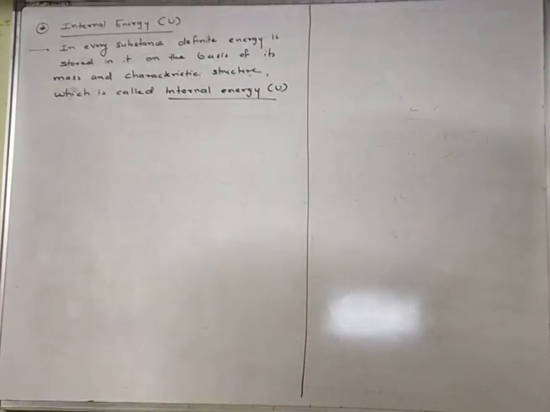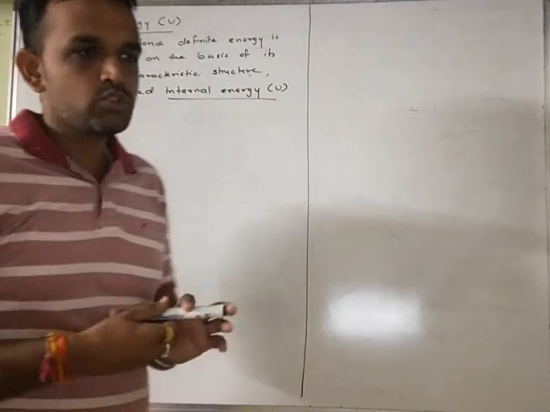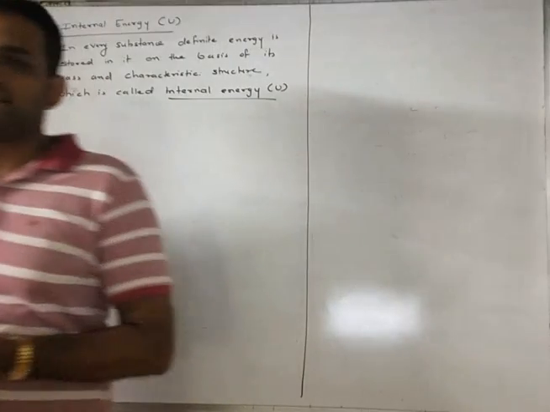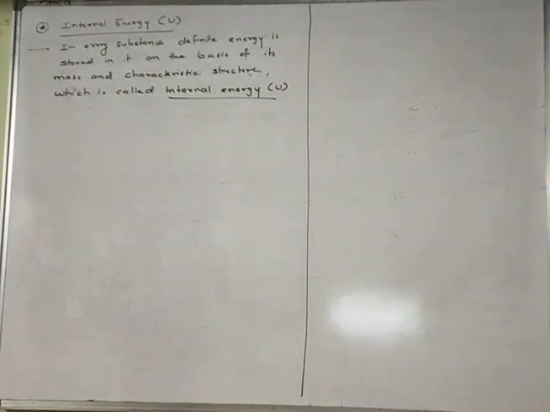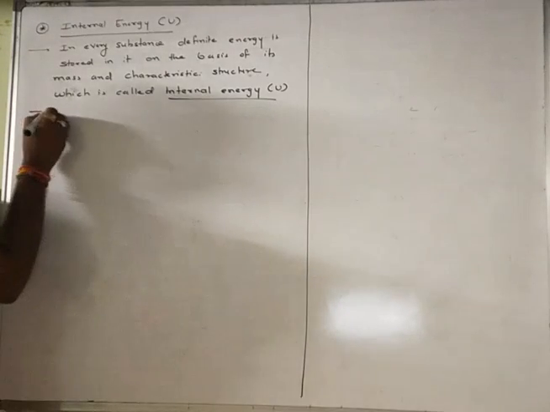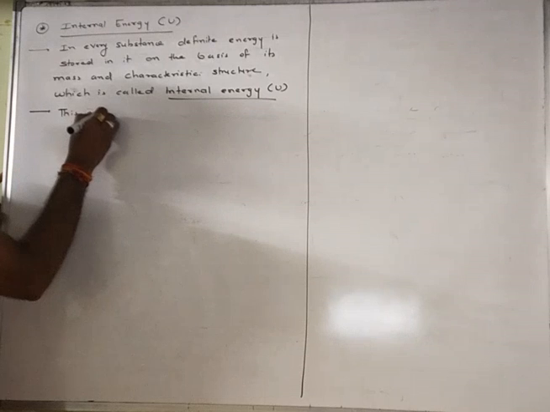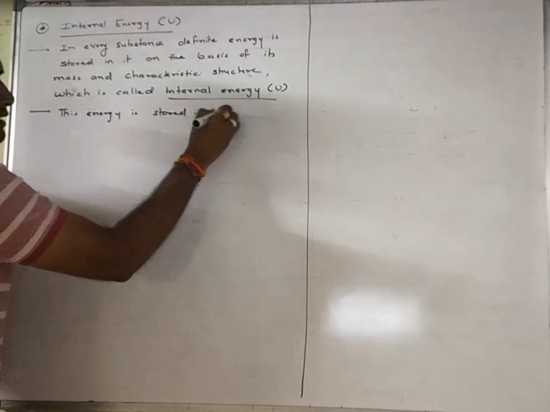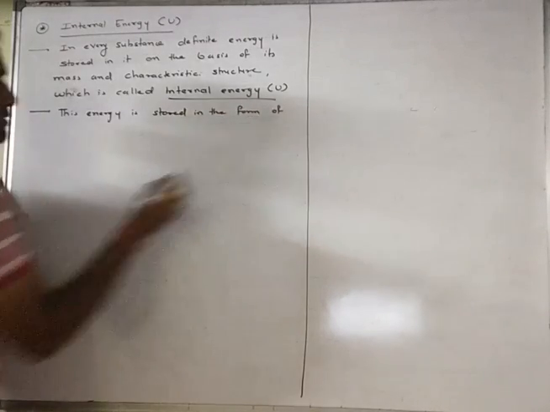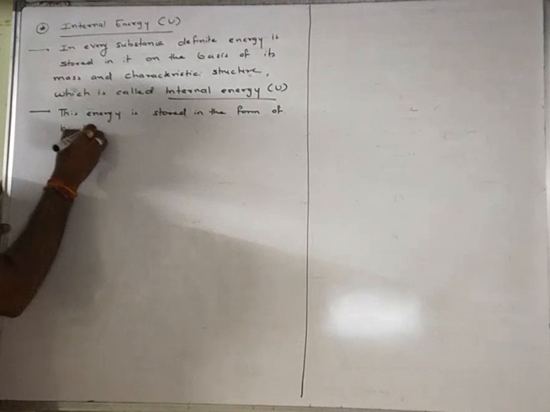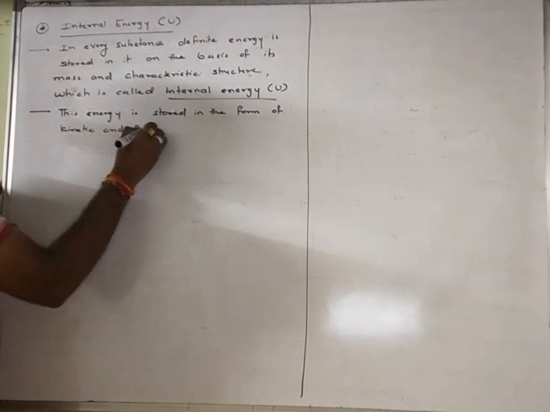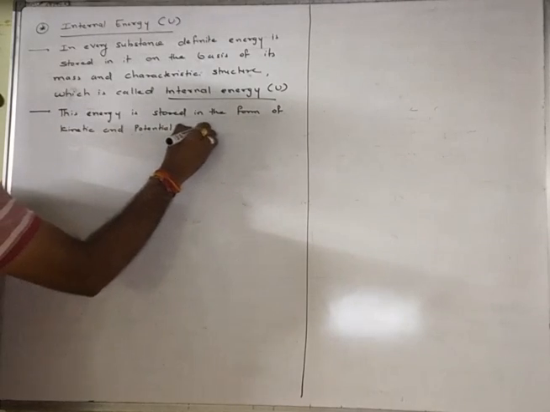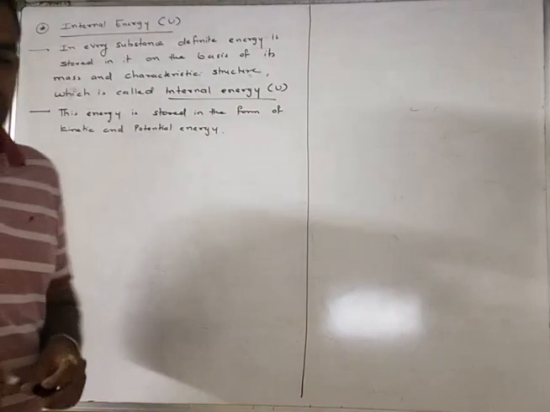Understand सभी? And this energy is stored in the form of kinetic as well as we can say it will be in the form of potential energy. This energy is stored in the form of kinetic and potential energy. Right? Is it clear?